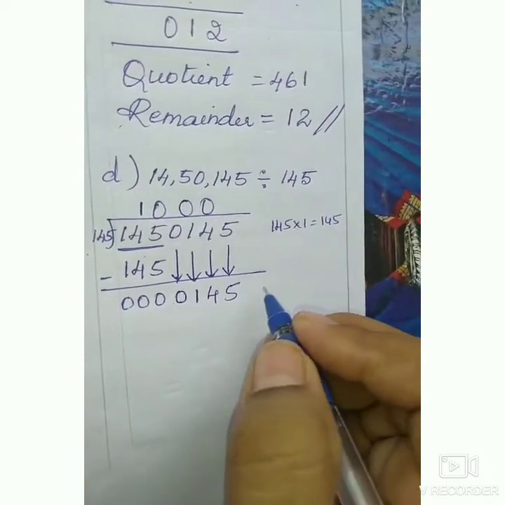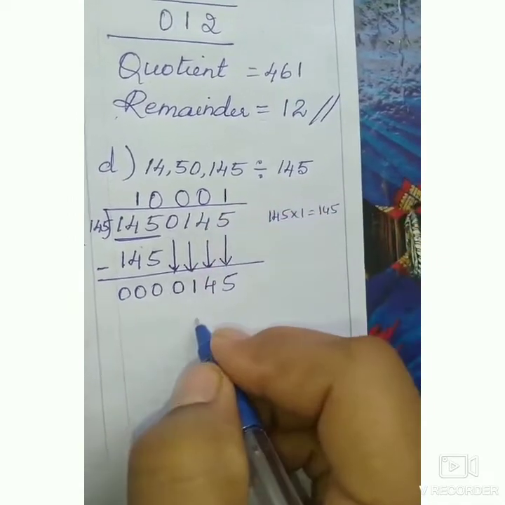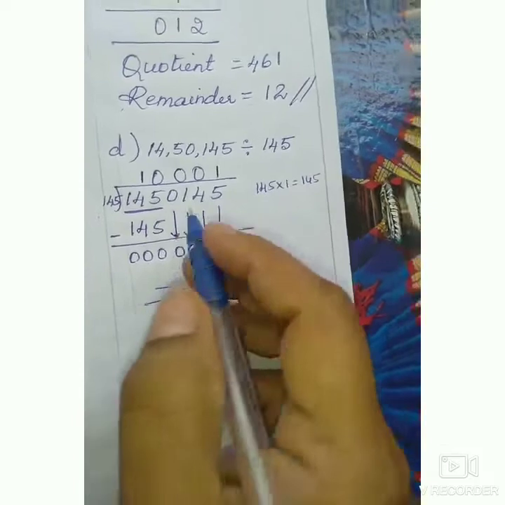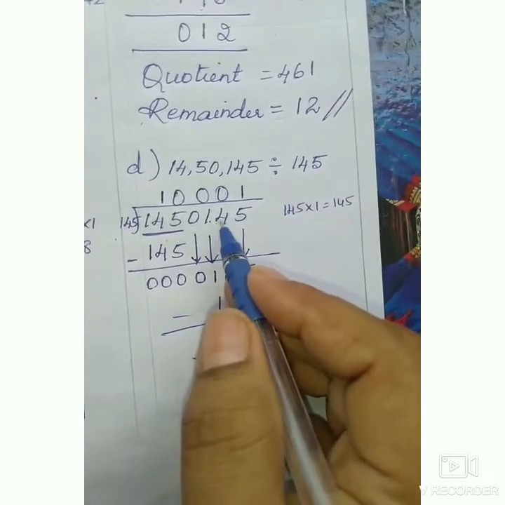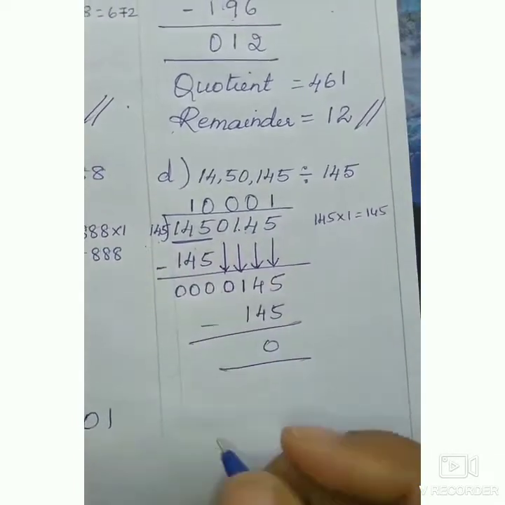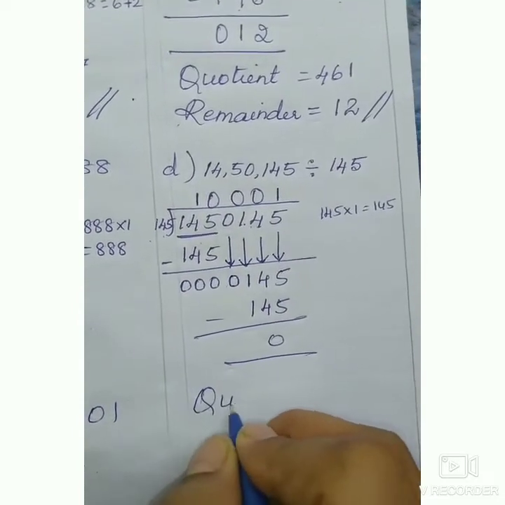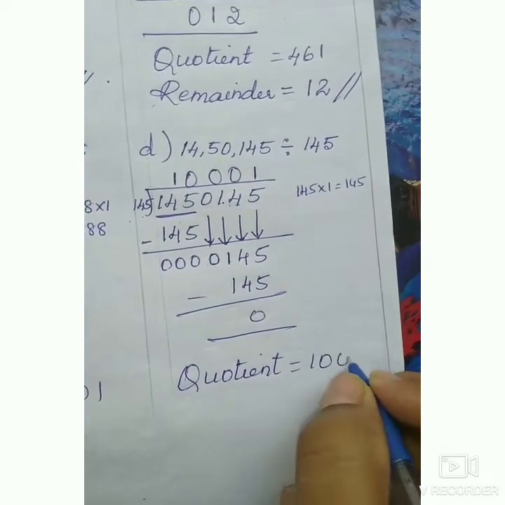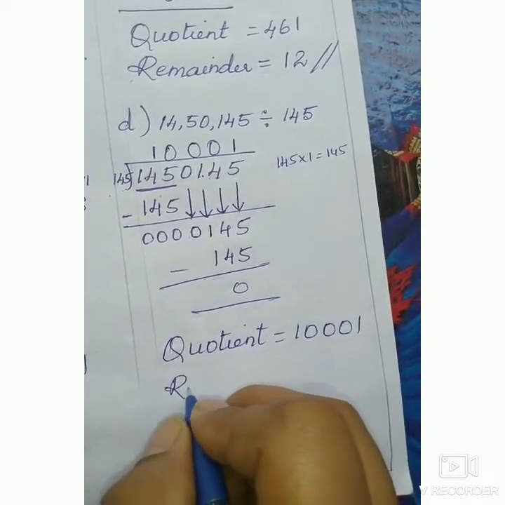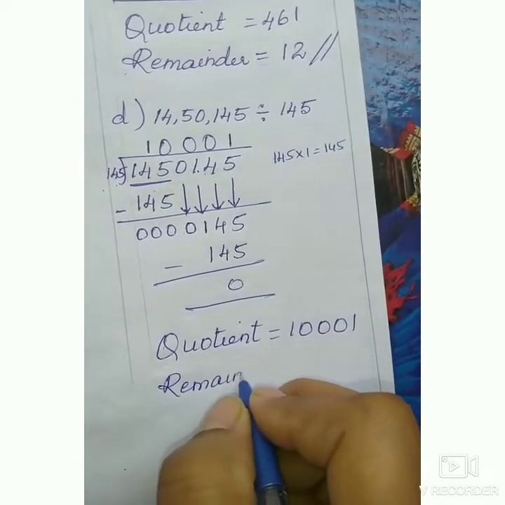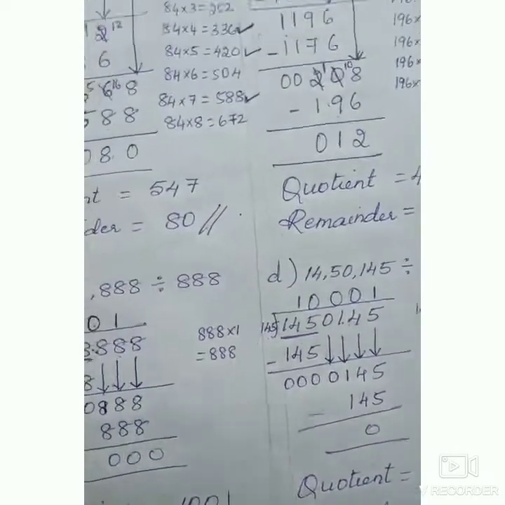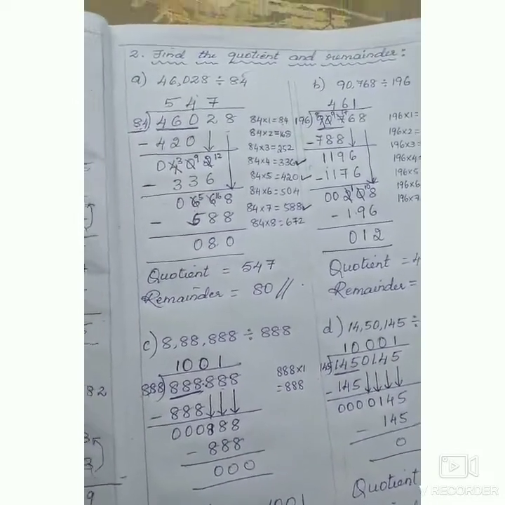Now 145 ones are 145. Here also the dividend is completely divided by the divisor. So the remainder becomes 0. Quotient is 10,001. Remainder is 0. I hope you have understood today's class.